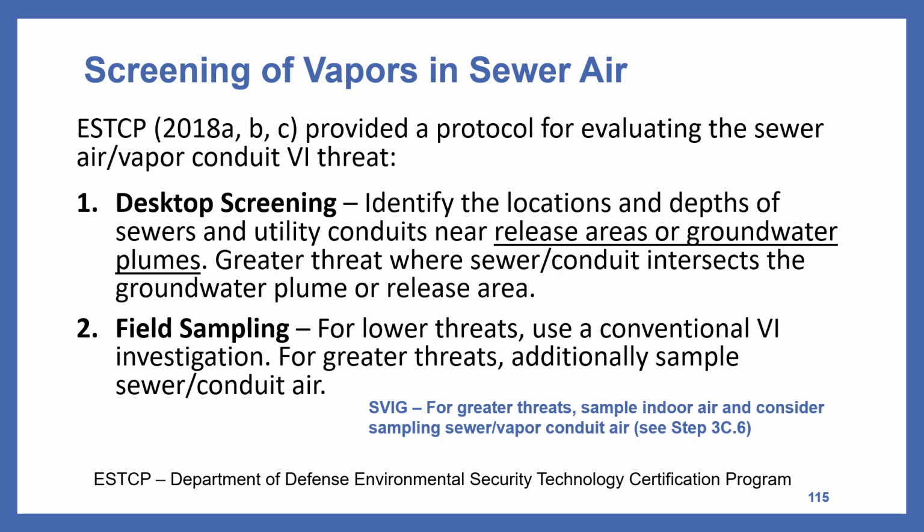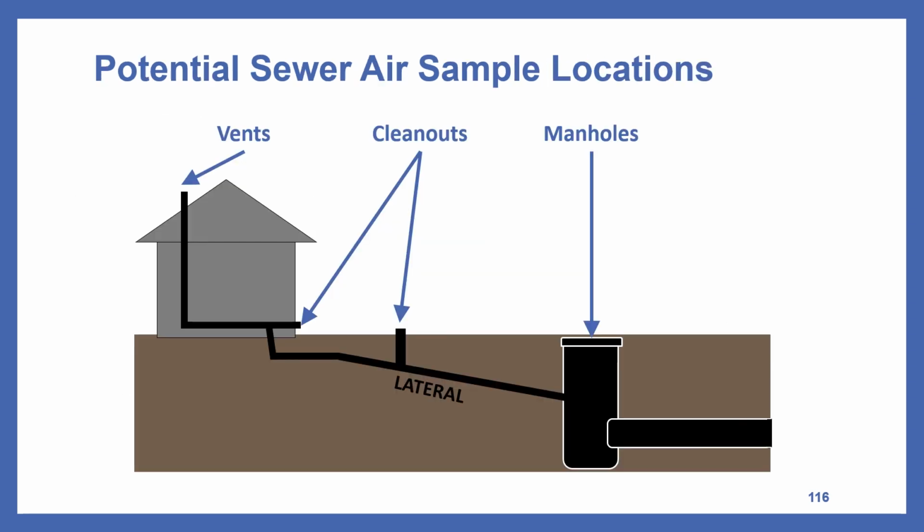So this sketch illustrates some potential sewer air sample locations. There are manholes, cleanouts, and vents. I think from a practical standpoint, or an easy physical access standpoint, cleanouts and manholes would be the best. Keep in mind that you would probably have to obtain access permission before sampling at any of these locations.